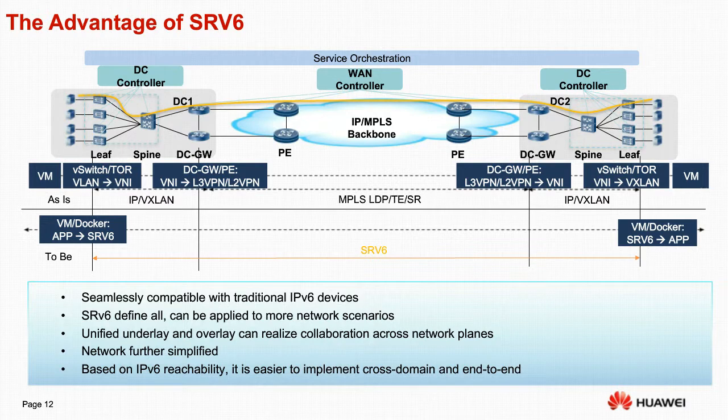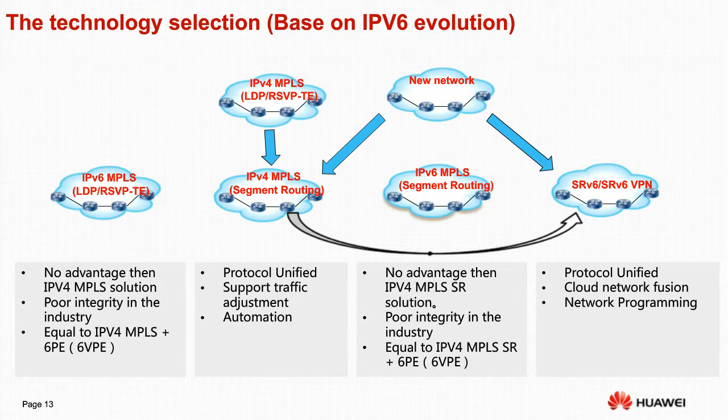So okay, this page is from Huawei's view, how the network in the future should select the technical direction. Right now most networks are IPv4 and MPLS, maybe LDP or RSVP. So we think this kind of network can move to IPv4 and MPLS segment routing directly. It is a good selection. But here is about IPv6 and MPLS. I think maybe nobody wants to upgrade their network to IPv6 and MPLS now, because right now the industry is pure IPv4.